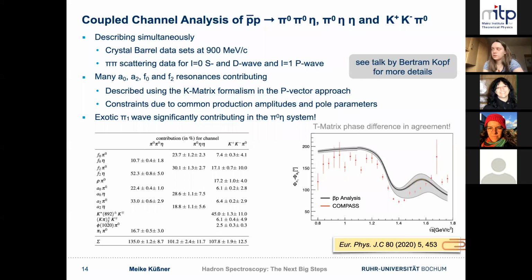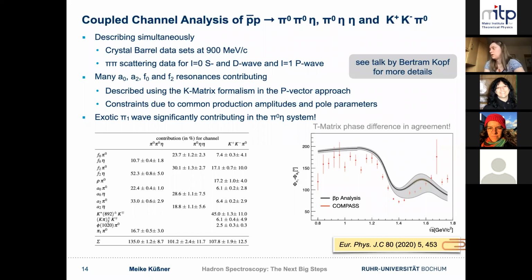And the advantage here, as Bertram also explained in more detail, was that one gets constraints due to common production amplitudes and pole parameters. So one can share most of the parameters between the channels. And the very interesting thing was that it was necessary to take into account an exotic pi1 wave, which contributes significantly in the pi eta system. And here in this table, in the last entry, you see that this wave contributes with almost 17%. So that also shows that hybrid production is similar to light meson production in antiproton-proton annihilation, as one expected.